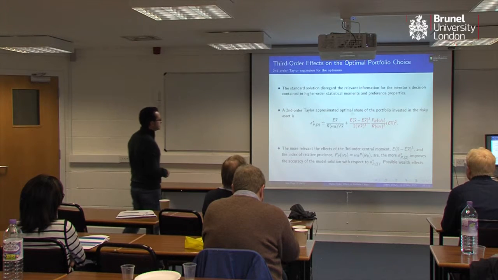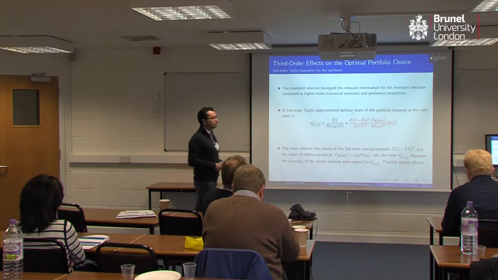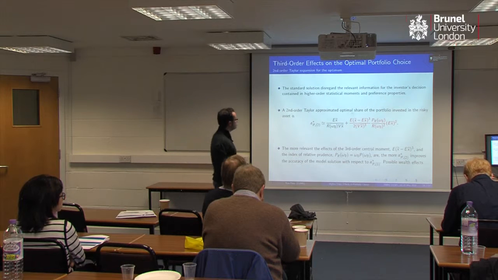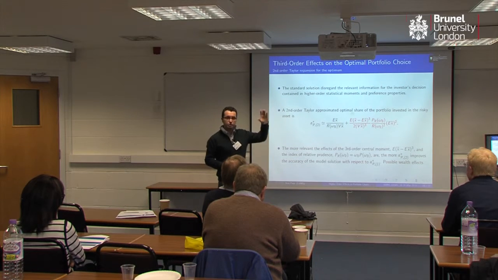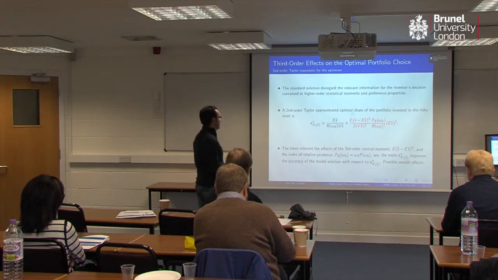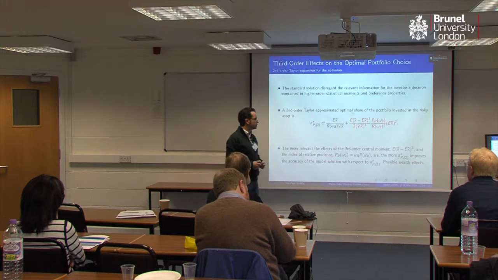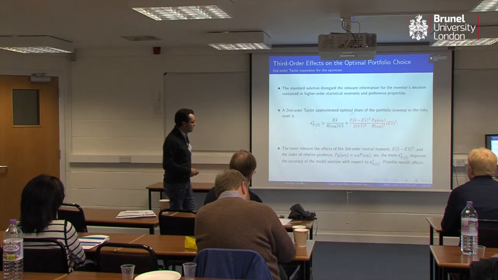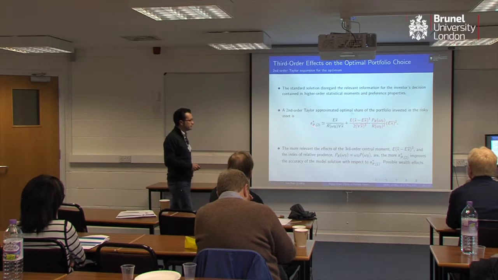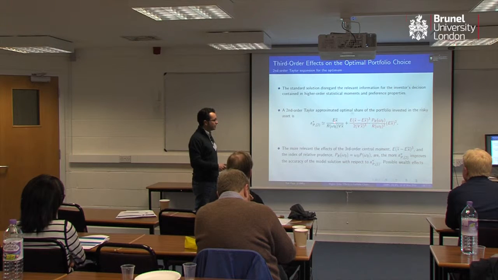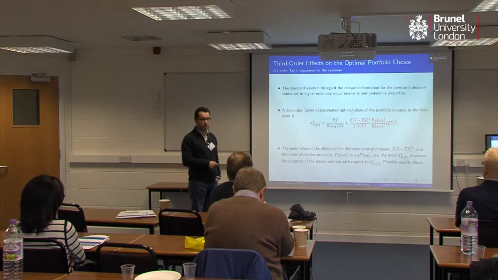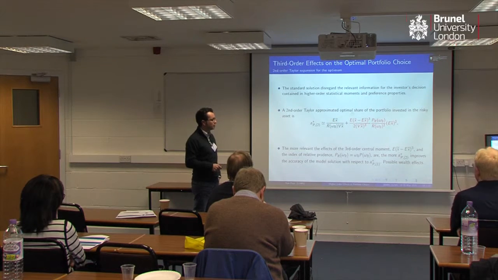So the standard solution disregards the information of higher order moments and higher order risk preferences. What we do is take a second order Taylor approximation. The previous result is based on a first order Taylor approximation. We take a second order Taylor approximation in order to obtain the new expression for the optimal alpha, the proportion invested in the risky asset. I keep here in black ink the previous solution, under the first order approximation.